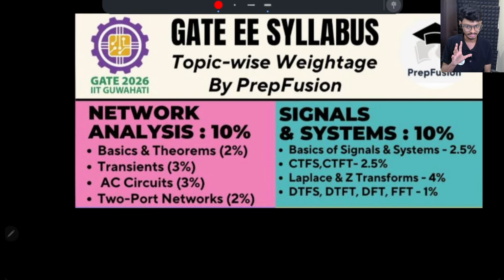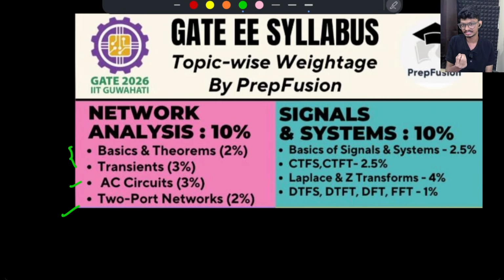If you want to save a bit of time, these 3 are the most important ones. By now I hope you have already covered them. If you have not, I will tell you the resources as well. After this, AC circuits and 2-ports. For electrical aspirants, AC circuits is again very important. For an EC aspirant it was not so important, but for an electrical aspirant it is very important, because ultimately in the next chapters you will use AC. So this is also very important.